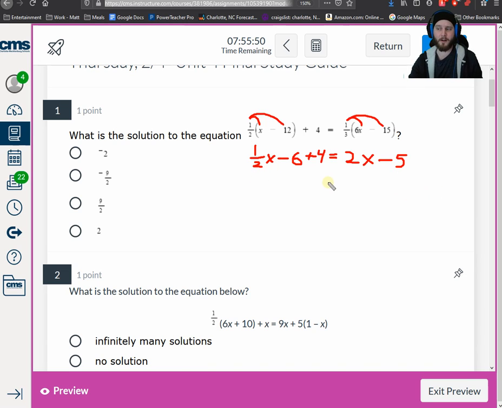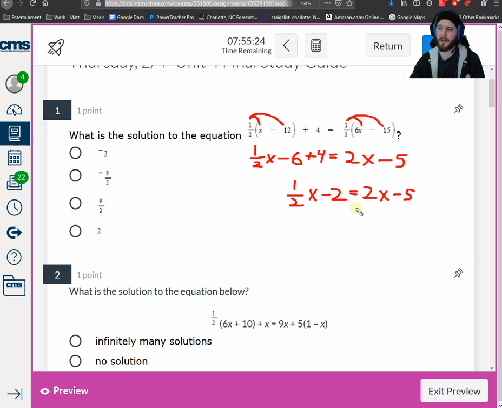So we've got our problem set up. Start by combining your like terms. The fewer things you have on both sides, the better. So on the left side, we're going to combine -6 and +4 first. And we're going to leave everything else alone. So 1/2 x. -6 plus 4, that's going to be -2, and that equals 2x minus 5. So that's where we're at so far.